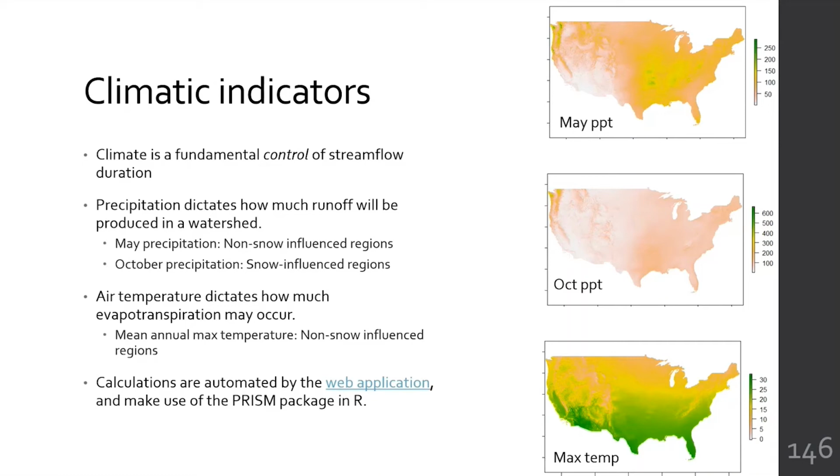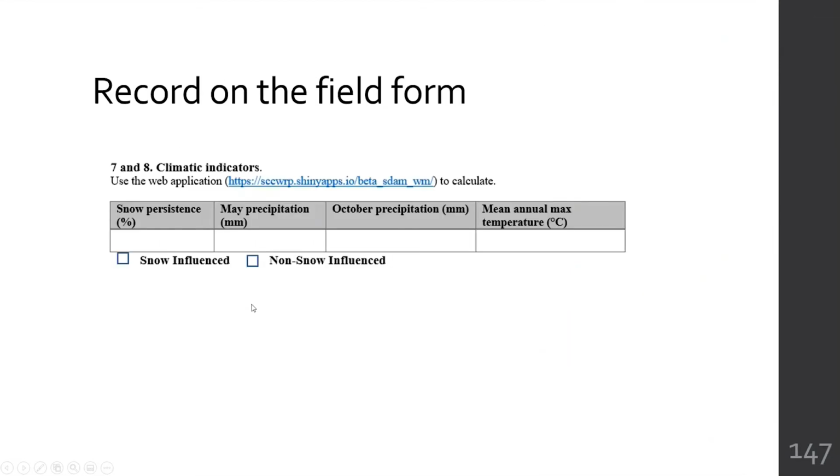Again, like I said, we use the web application, and behind the scenes the web application is using the PRISM package in R. PRISM is, of course, a great national data set of climatic variables for the long term, and the web application is calculating the long-term averages for all three climatic indicators. You can record the outputs on the field form if you get them out of the web application. Again, climatic indicators were not used in the arid West.